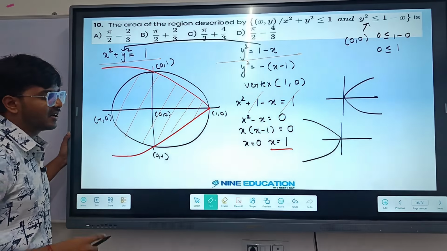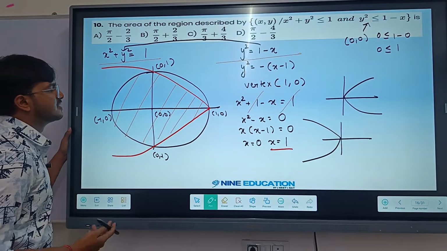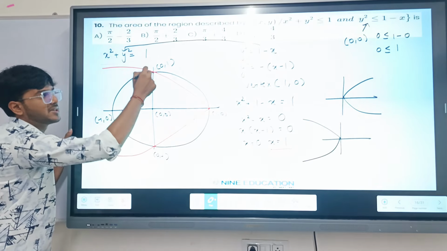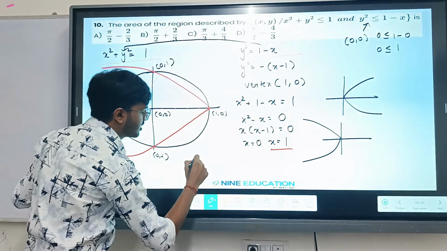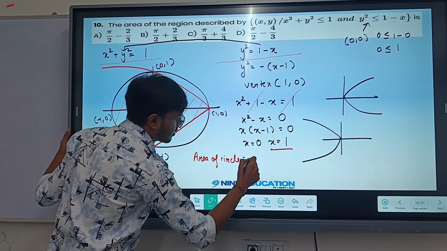So let's divide the whole region or whole shaded part. First we have a semicircle here, yes or no? We have a semicircle here. For this semicircle, what is the area of a circle? Area of a circle is pi r square.